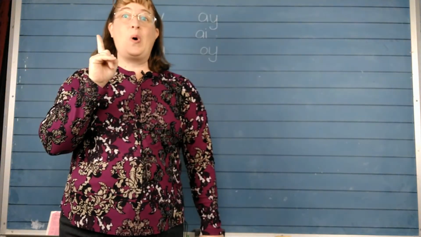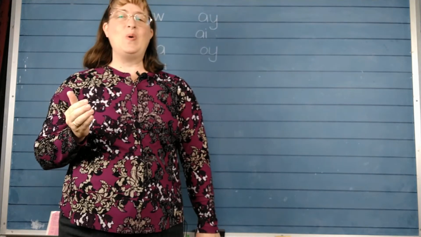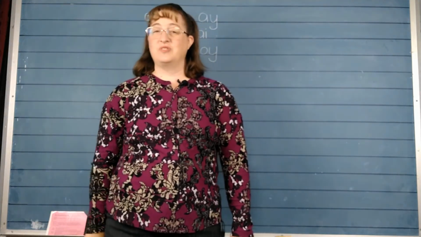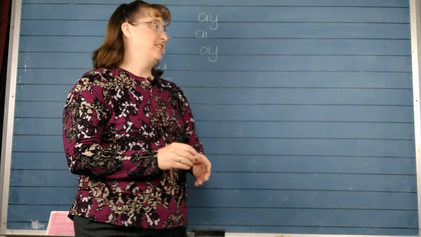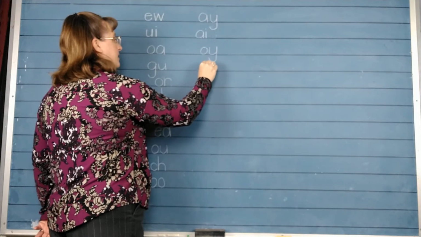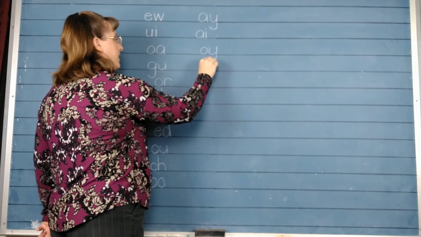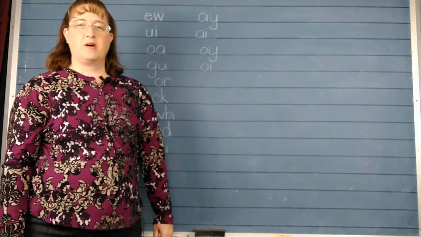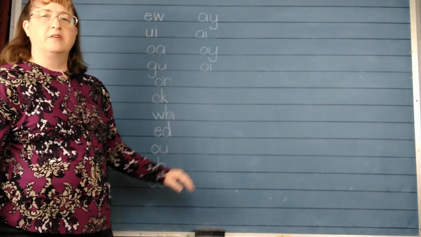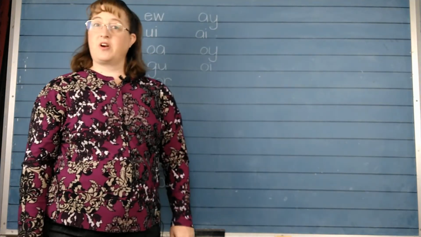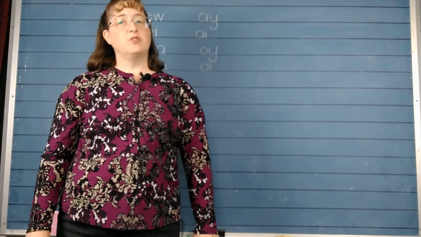Eyes here. Oi. This is the oi that we never use at the end of a word. Oi. Make sure our letters don't touch each other. We got to keep them apart even when we're moving down. Good job.